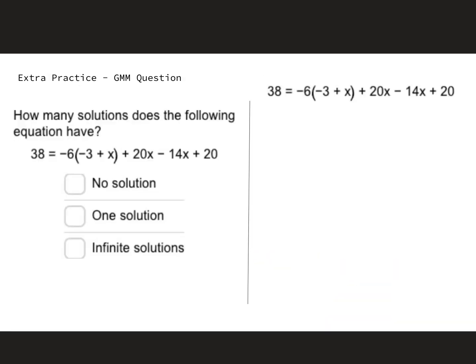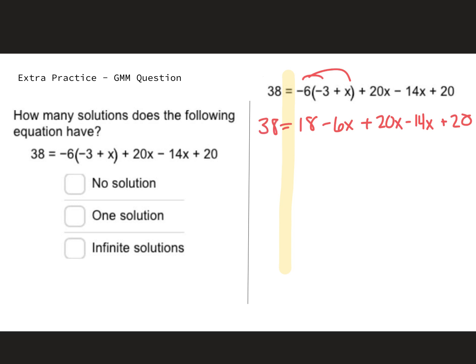We're going to do one more problem here for extra practice, which was taken from Get More Math. You're asked, how many solutions does the following equation have? Either no solution, 1, or infinite, meaning all real numbers. To figure this out, of course, you need to begin by solving it. So I'm going to separate my two sides. I see parentheses, so I'm going to distribute, which would give me 18 minus 6x, and I'll just recopy the plus 20x minus 14x and the plus 20.